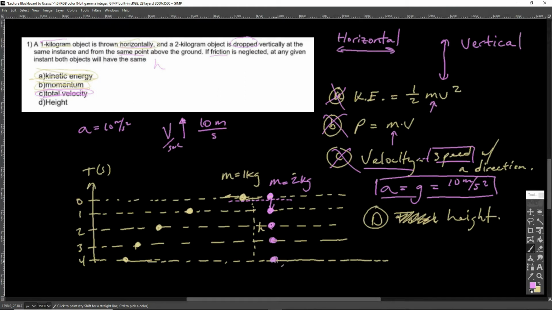We did this experiment in class. When you drop two objects of different masses from the same height, they will always hit the ground at the same time, because they're both accelerating at the same rate of 10 meters per second squared. So that was the whole point of this problem. So the answer is D.